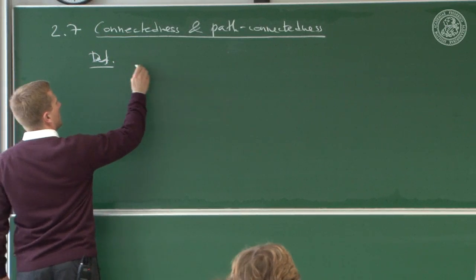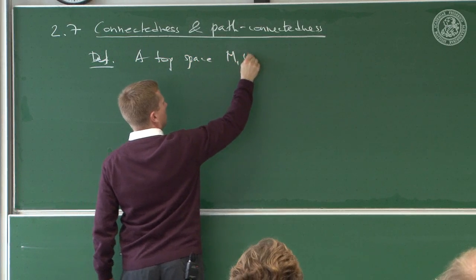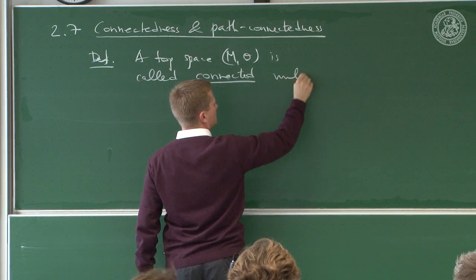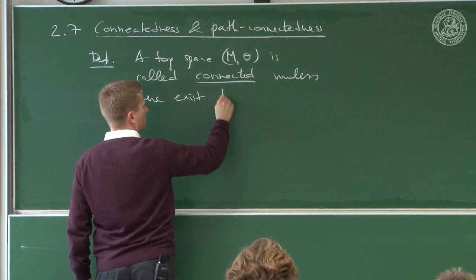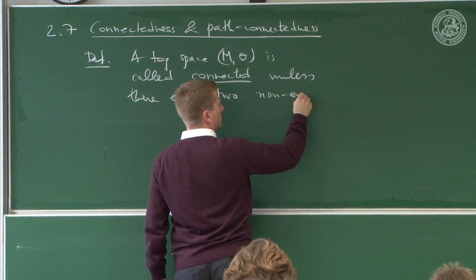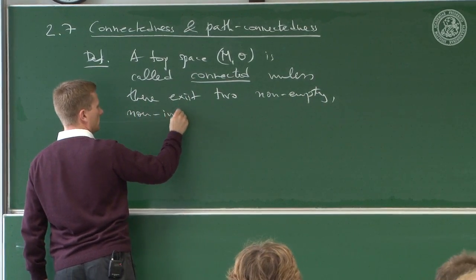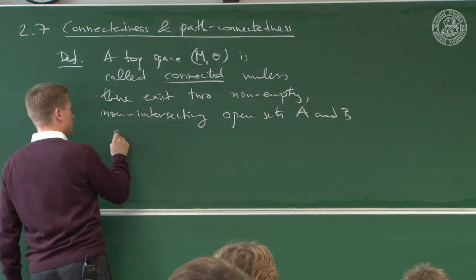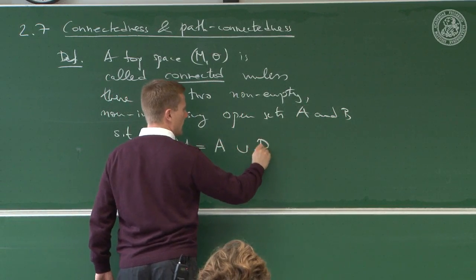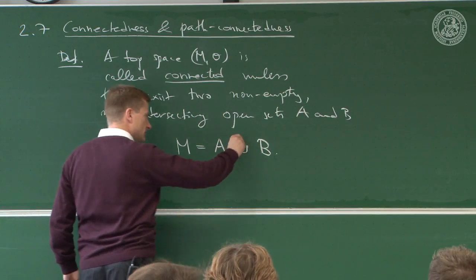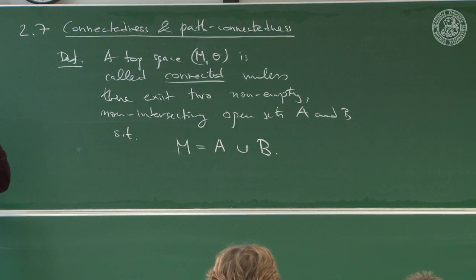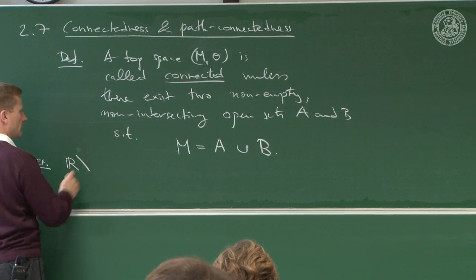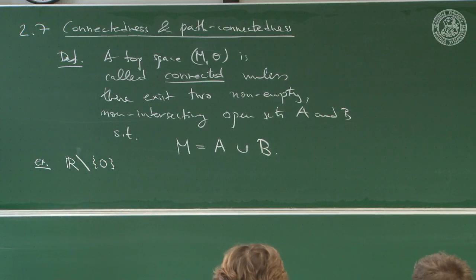So, definition: a topological space M, O, is called connected unless there exist two non-empty, non-intersecting open sets A and B, such that the entire space M decomposes into A and B, and because A and B are non-intersecting, it's a disjoint union, so sometimes one puts a little dot on top of here in order to emphasize that fact. That is connected.